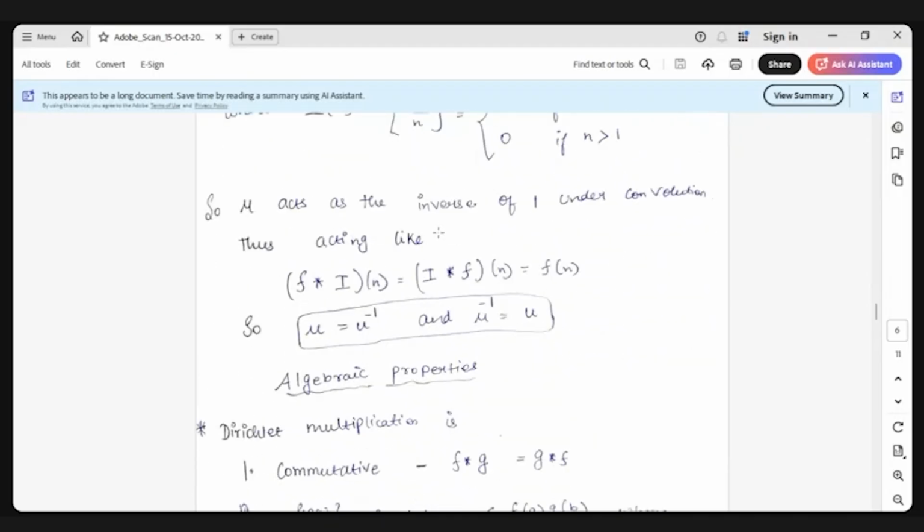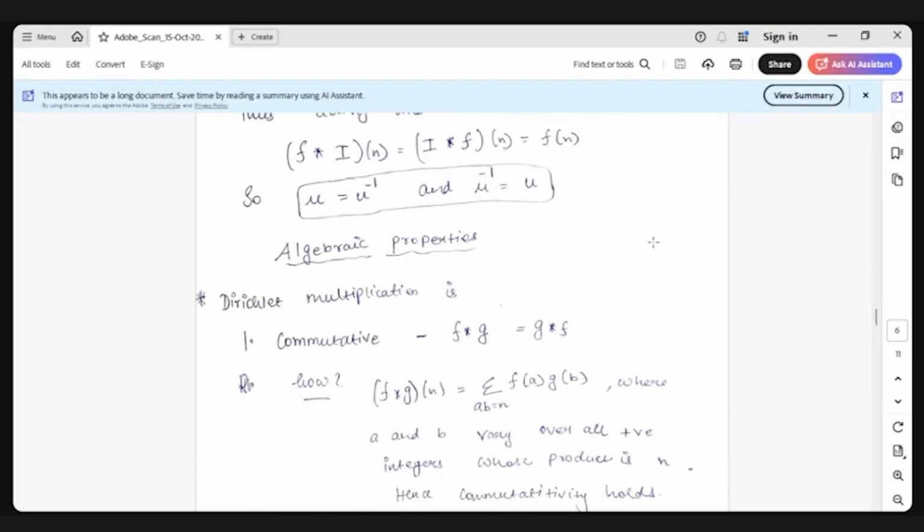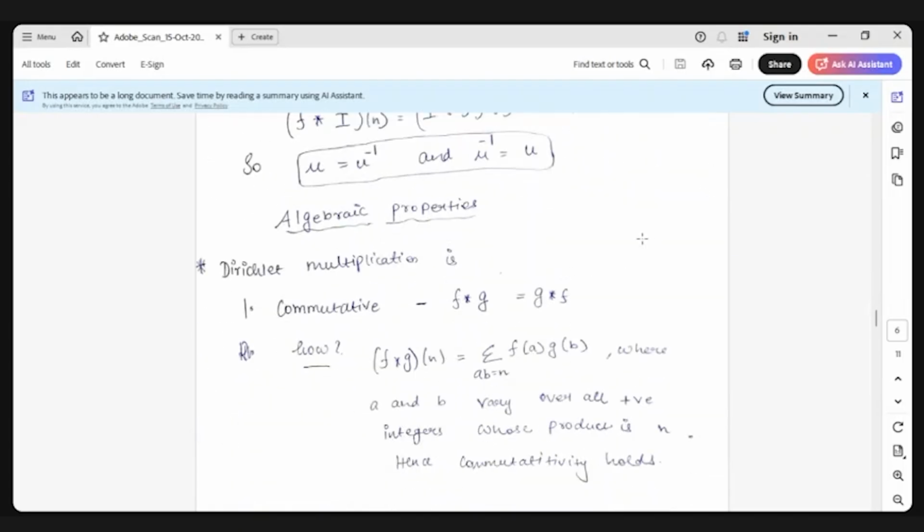Okay. Some algebraic properties. Dirichlet multiplication is commutative. Why?